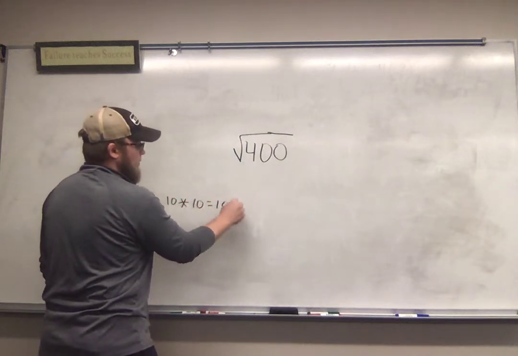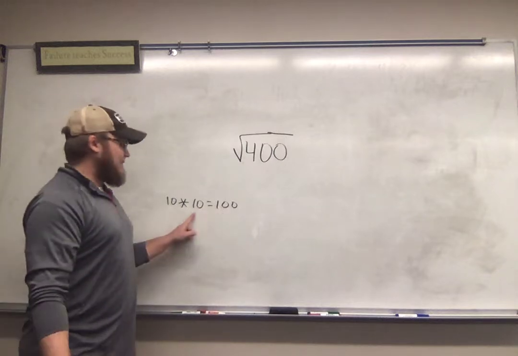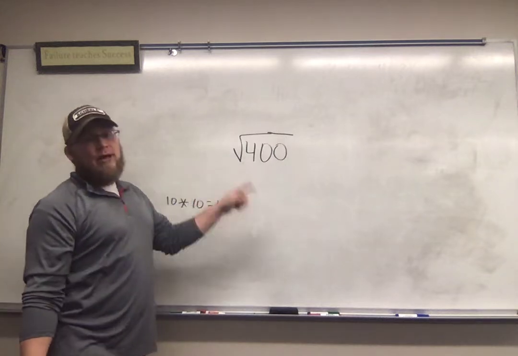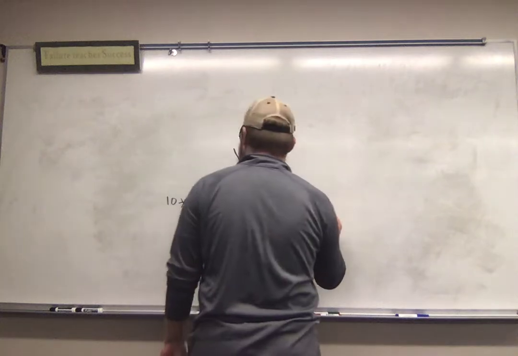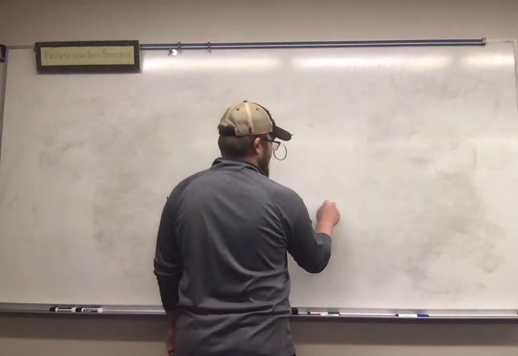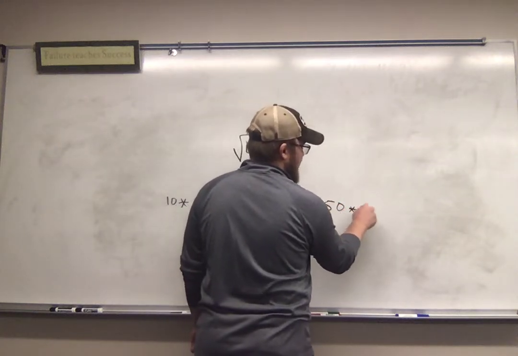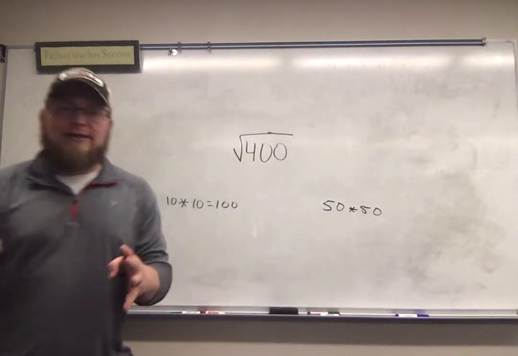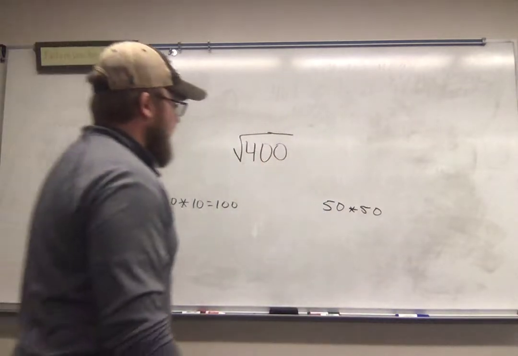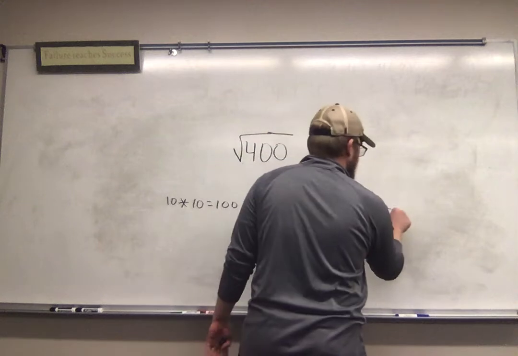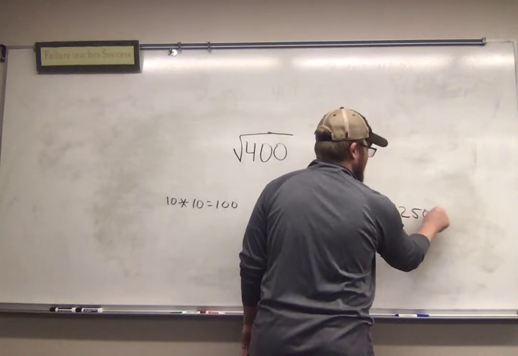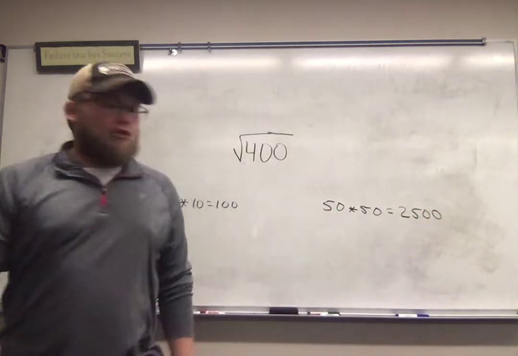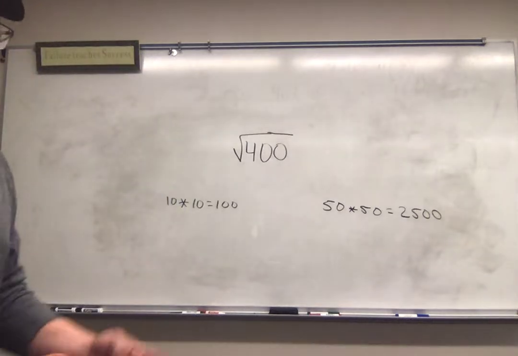That's going to equal 100. Okay? So I'm still 10. It's probably a little ways away. Okay? I know if I go, let's just go 50 times 50. I'm trying to narrow it down. So, okay, I can get the right answer. Okay, 2,500, right? So that's way too big.